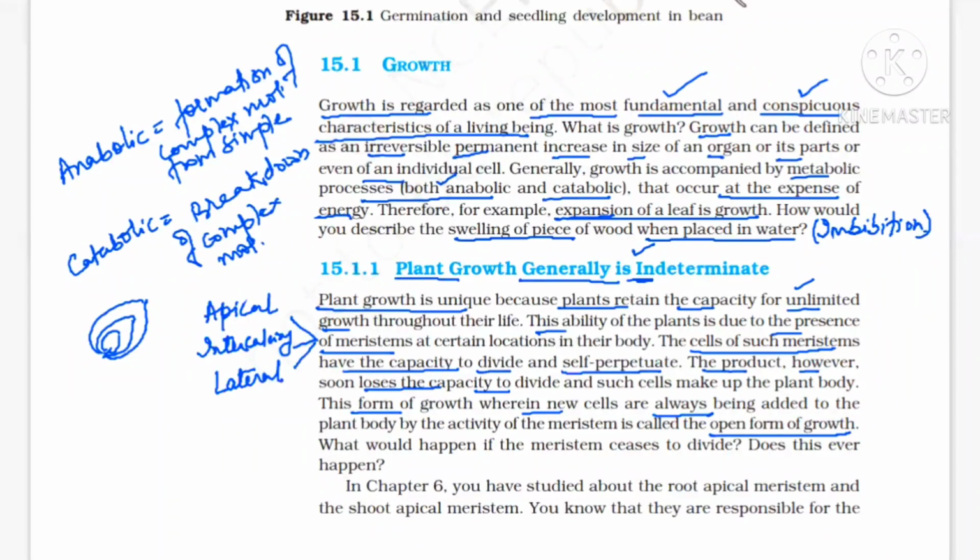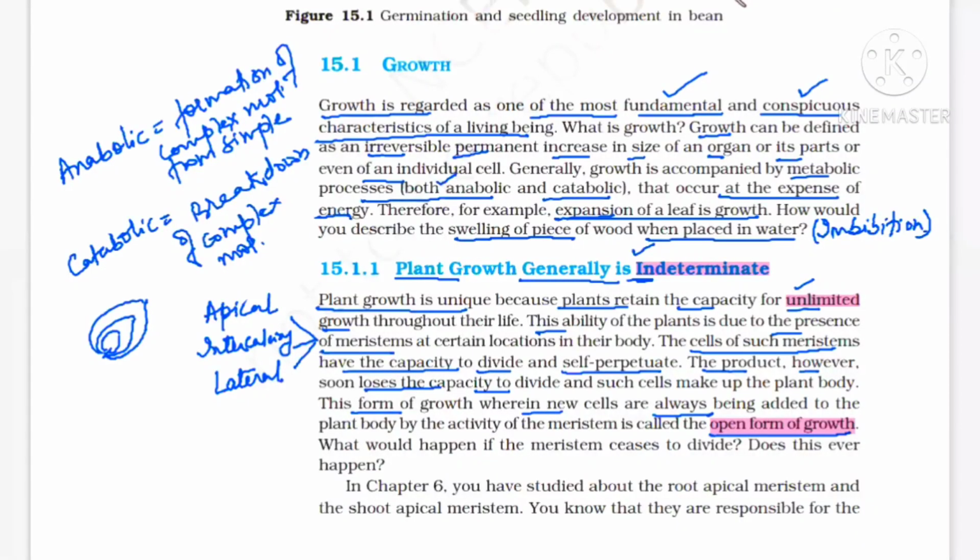So from this paragraph, if suppose the question asks you, is plant growth indeterminate? Yes, it is indeterminate. Second, plant growth is unlimited. Yes, it is unlimited because of the meristem. Plant shows open form of growth. Yes, it is showing open form of growth because continuously cells are being added from the meristem. Is it clear? I hope up till here you have understood the concept.